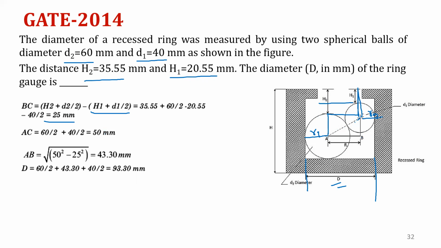Then AC, how do you find it? This is a radius and this is also a radius; adding these two radii, the bigger roller radius is 60 by 2 and the smaller roller radius is 40 by 2. This is equal to 50 and this is equal to 25. Now you can find this by applying the Pythagoras theorem. So 50 square is equal to 25 square plus AB square. Therefore, AB is equal to the square root of 50 square minus 25 square, 43.30. Therefore, the diameter of the ring gauge is equal to 60 by 2 plus 43.30 plus 40 by 2.